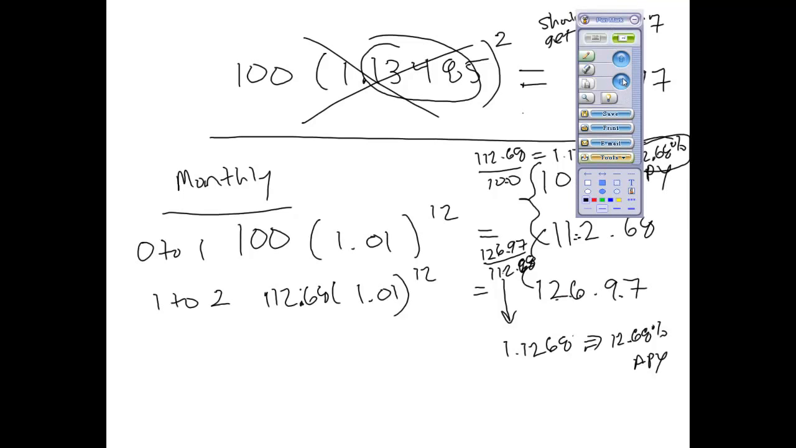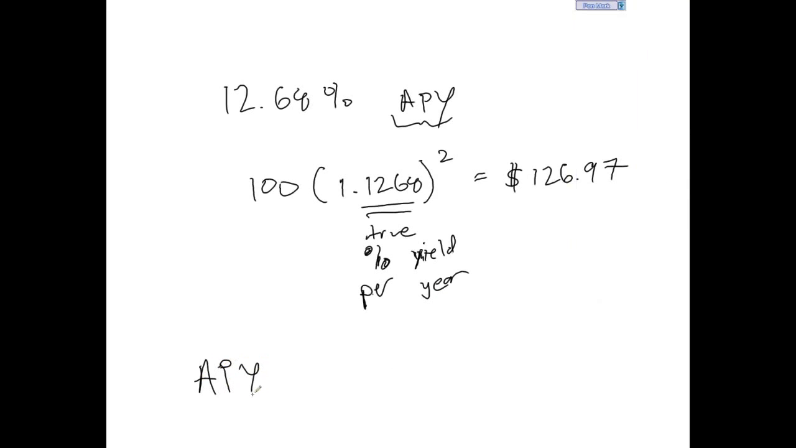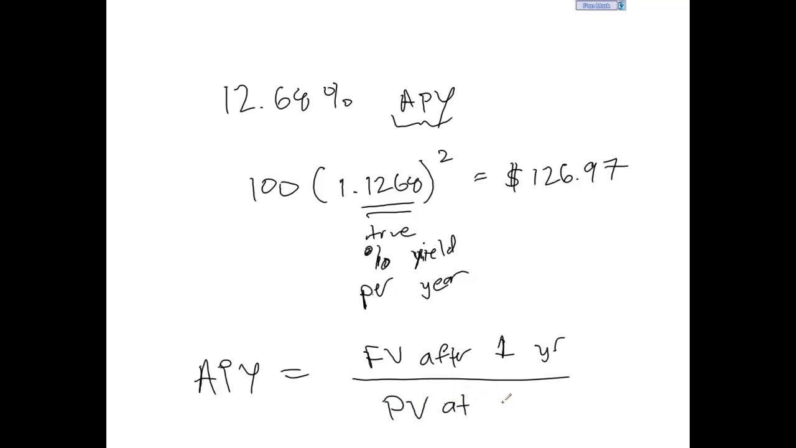Okay, so that illustrates the idea of APY. So APY really is the future value after 1 year, or one way to calculate it, divided by the present value at year 0. Take away that 1, of course. I mean, you don't have to write it this way or think about it like this, but you're going to get 1.1268. So if all you're interested in is the actual growth amount, that's the 0.1268.